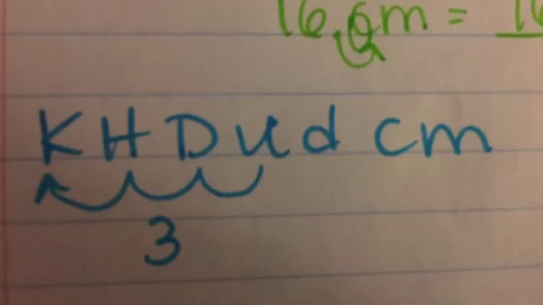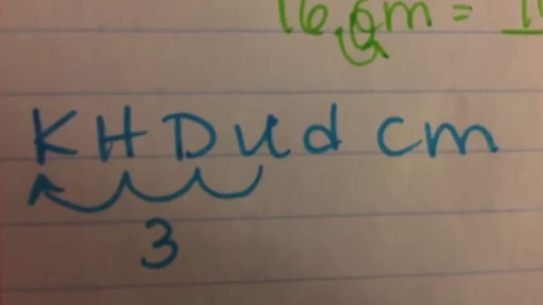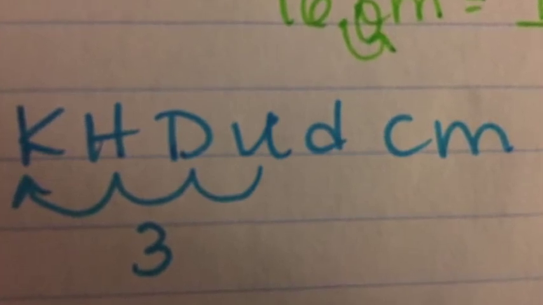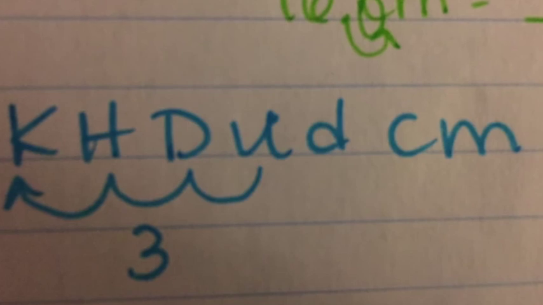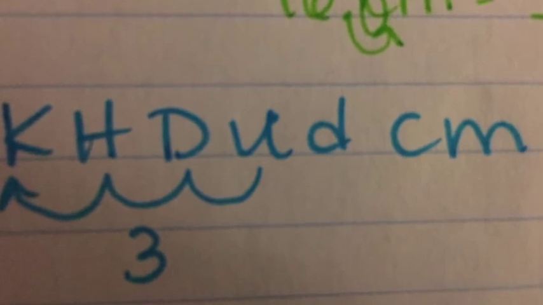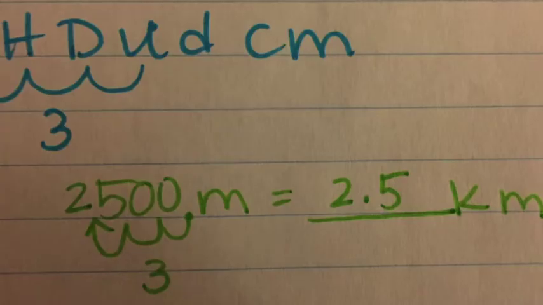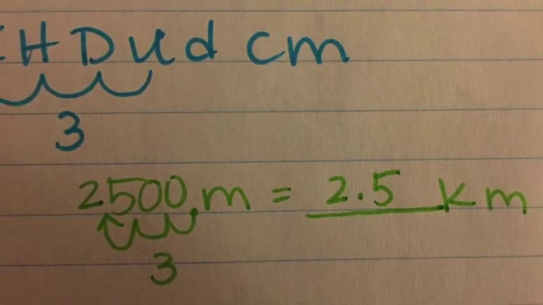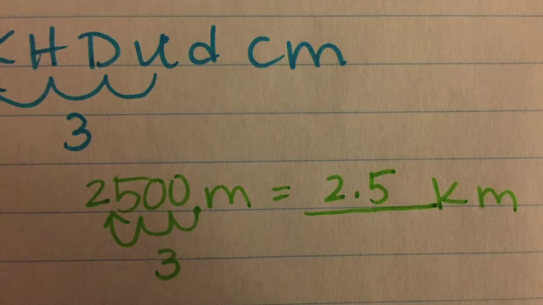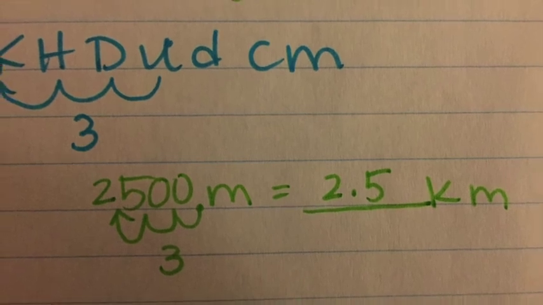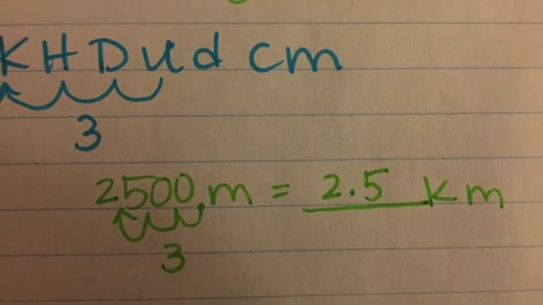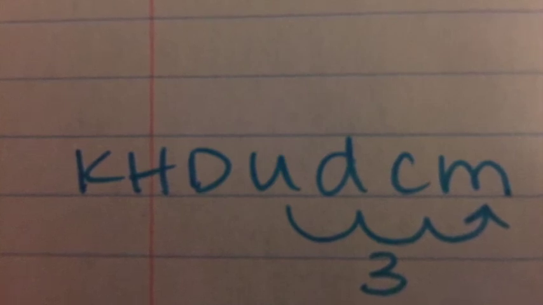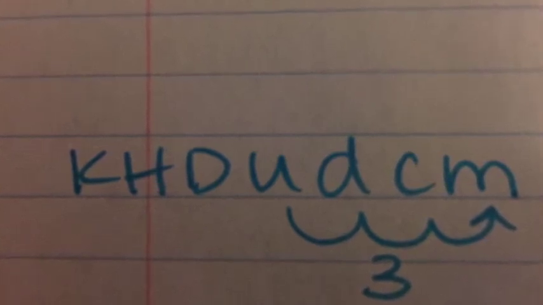Number 21 is 2,500 meters equals how many kilometers? So meters is U, the base unit, to kilometers is K. We'll be left 3 spaces. Starting with the decimal at the end of 2,500, moving the decimal place to the left 3 spaces gives us 2.5 kilometers.